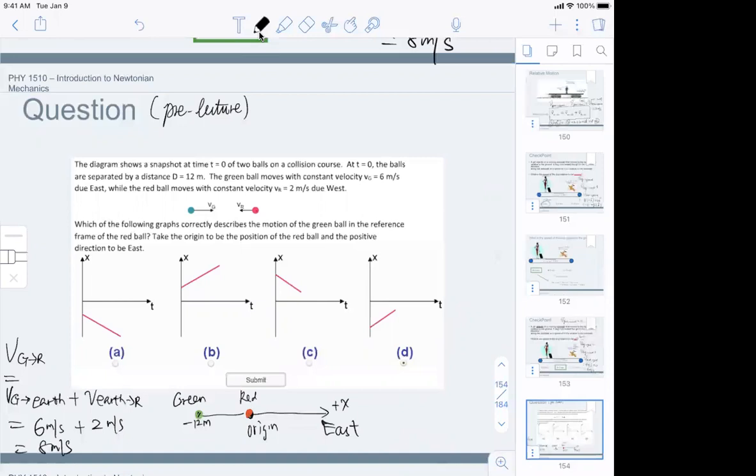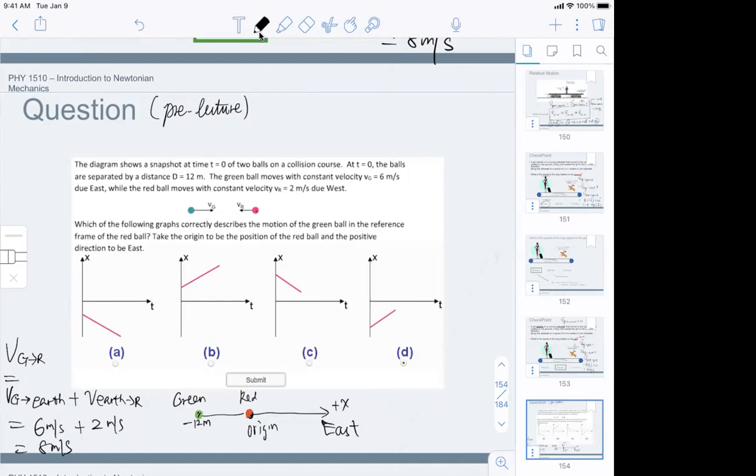So we want to translate that into a graph, and it's asking you to use the origin to be the position of the red and the positive direction to be the east. Describe the motion of the green in the reference frame of the red. Don't be thrown off by the mention of reference frames. It's really just asking how the green is moving relative to the red. So I had a little diagram drawn here. Let's go over it together.